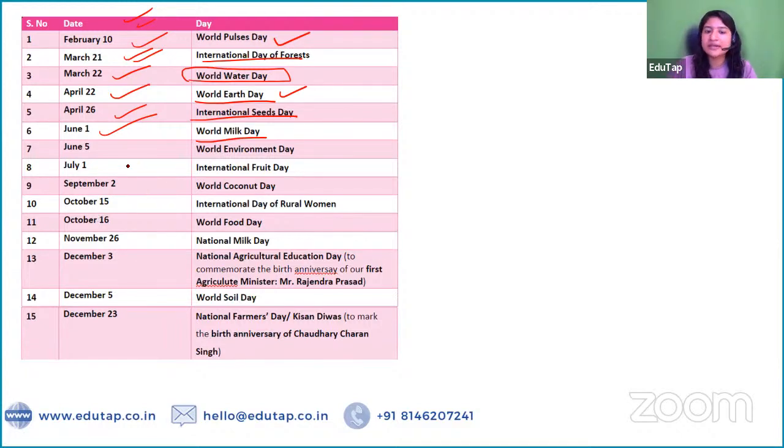1st July celebrated as International Fruit Day. 2nd September World Coconut Day. 15th October International Day of Rural Women. 26th October World Food Day. 26th November National Milk Day. 3rd December is National Agriculture Education Day.